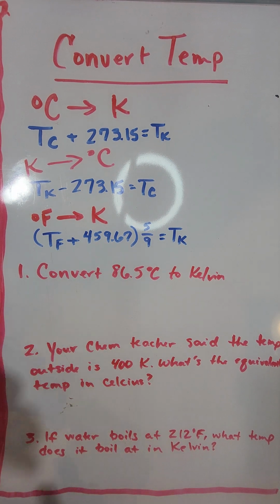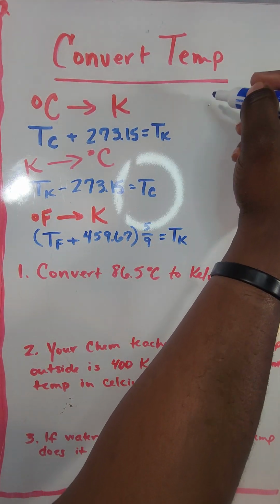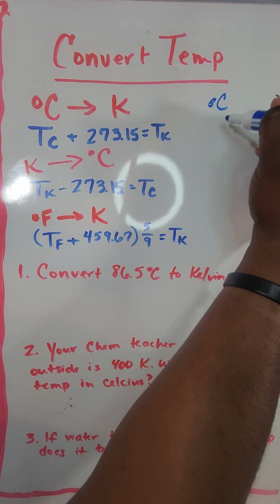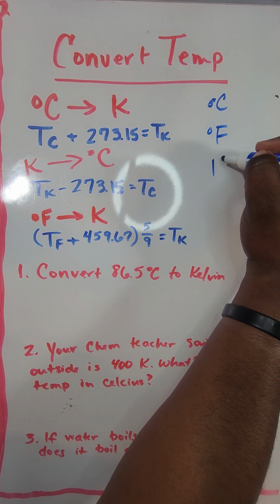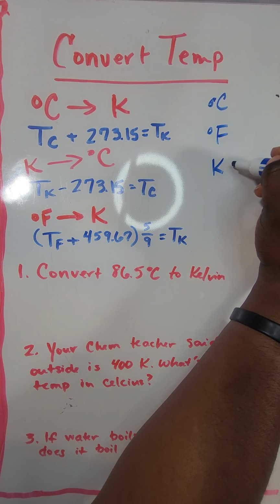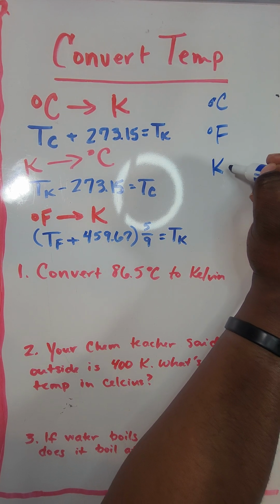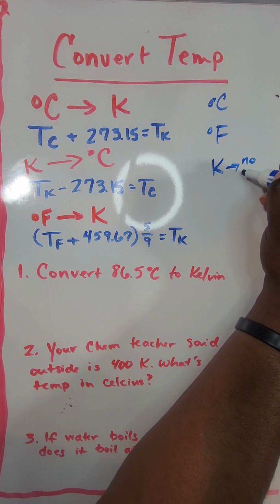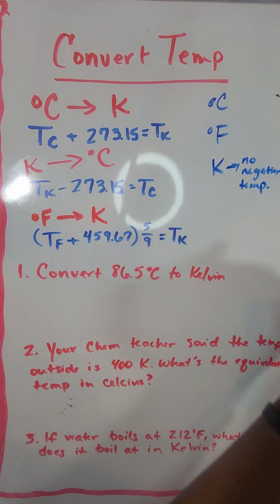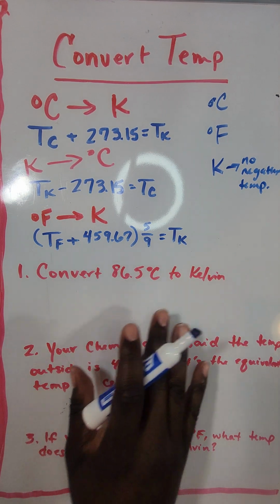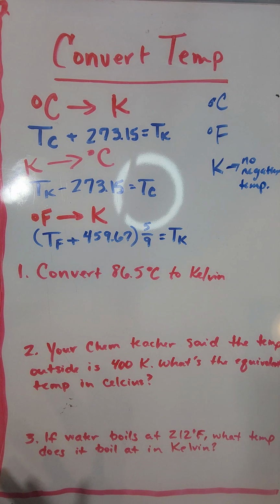All right, so there's 3 temperatures we deal with. We deal with Celsius and Fahrenheit, which are 2 temperatures y'all are familiar with. And this new temperature we deal with is Kelvin. The reason why we like Kelvin is because in Kelvin, there are no negative temperatures. We like that because when we start doing math with pressures and volumes, we don't have negative pressures and negative volumes, because those don't exist. You can have no pressure, no volume, but you can't have negative.